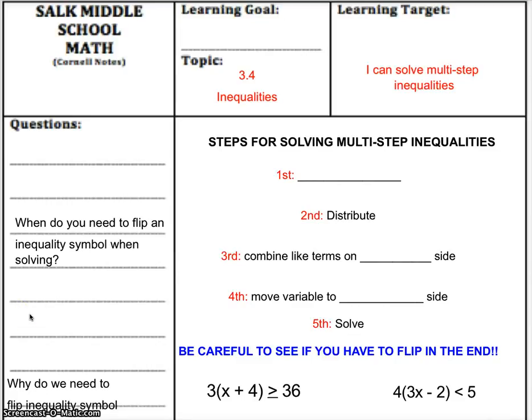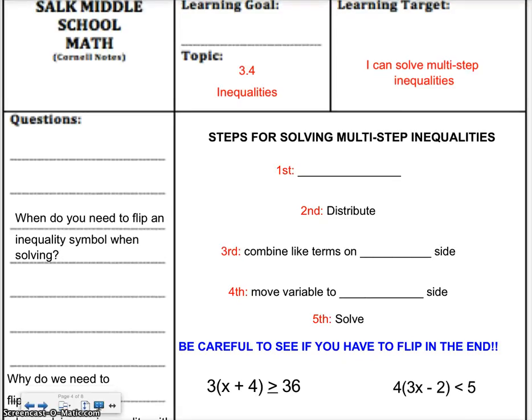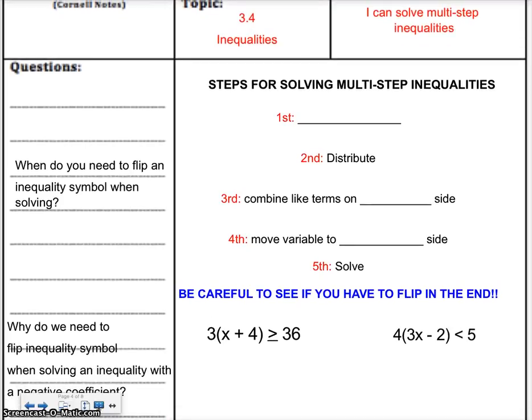Multi-step inequalities. Multi-step means you're going to have to do a whole bunch of steps, multiple things in order to isolate that variable. The first thing you always do is turn to plus a negative, or change sign, or rewrite. So switching subtraction signs to plus a negative. Very, very important. Then you distribute. Then you combine like terms on the same side.